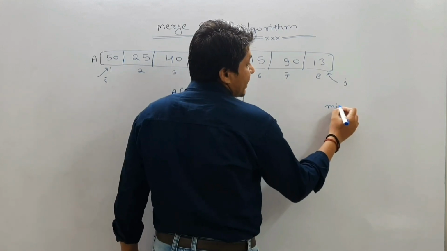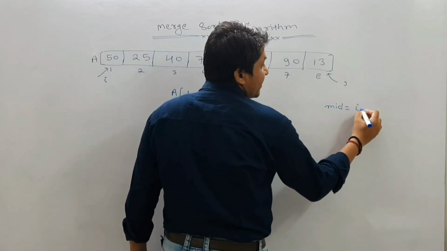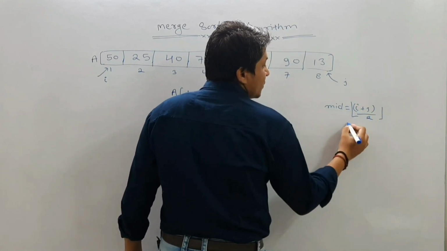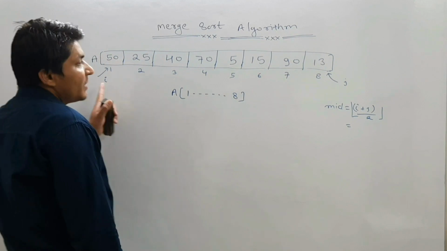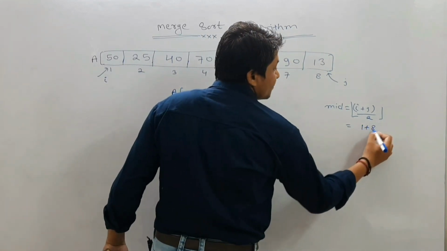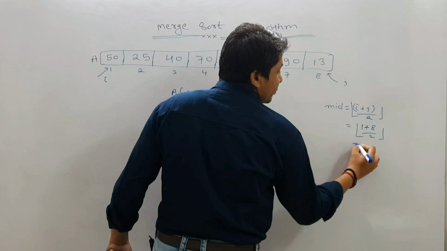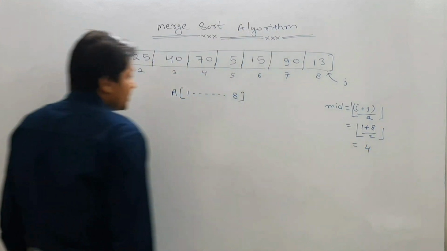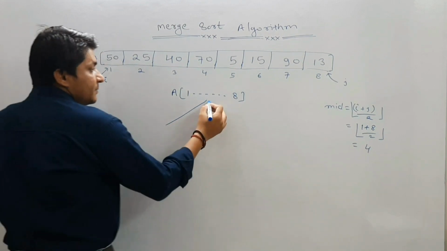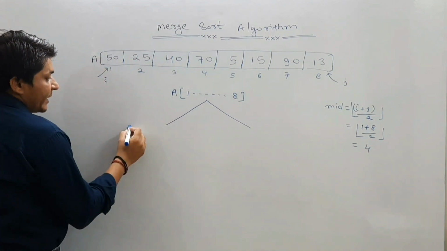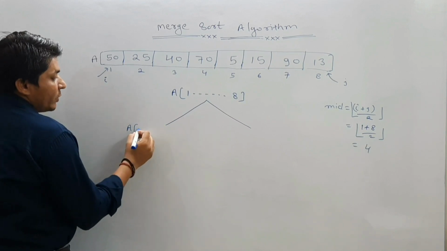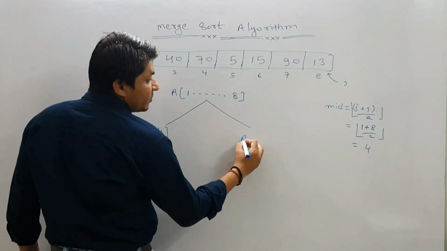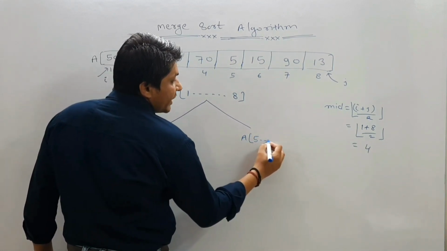So let me calculate the mid value. Mid is nothing but (i plus j) divided by 2, and you can take the floor value. So mid is going to be (1 plus 8) divided by 2, which is 9 divided by 2, that is 4.5, so take the floor value, so it is 4. This means you have divided this problem into two parts. One part contains elements from 1 to 4 and the other part contains elements from 5 to 8.